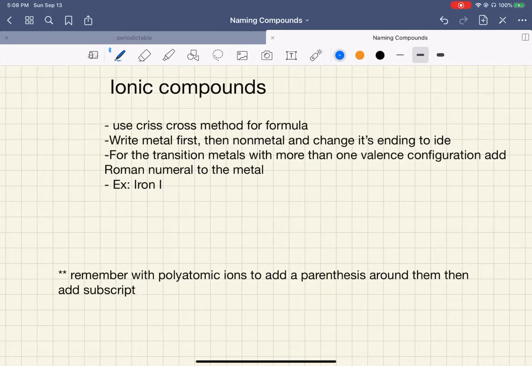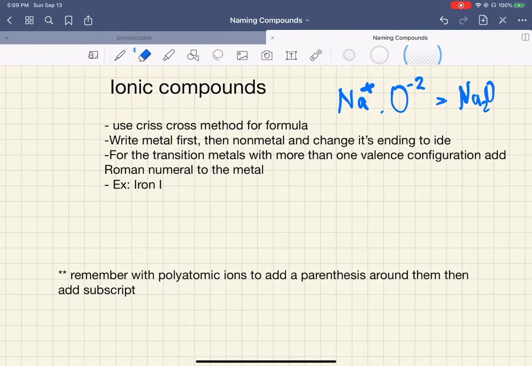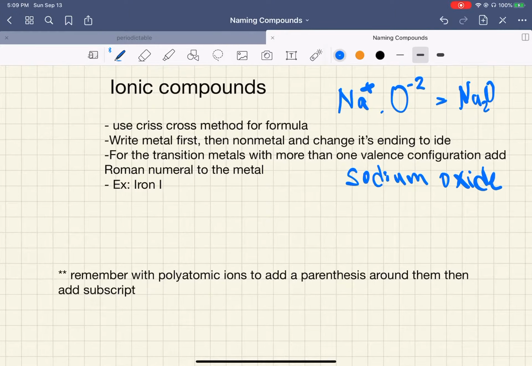So an example of that would be if we have sodium, which is a +1, looking at the periodic table. And then we have oxygen, which is a -2. The crisscross is going to give us Na2O. Okay, you always write the metal first and then the nonmetal. Then to name this is going to be sodium oxide. So you write the metal first, change the ending here to oxide.